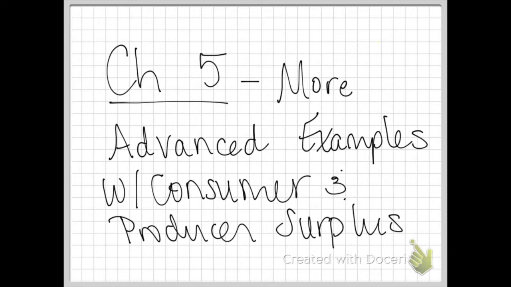Chapter 5 for microeconomics. If you haven't yet, go back please and watch my first video on consumer and producer surplus. It's much more basic. I explained the concepts. Here I'm going to just jump right into some examples that are a little bit more advanced and to show you some of the things that you might be seeing in your assignments.